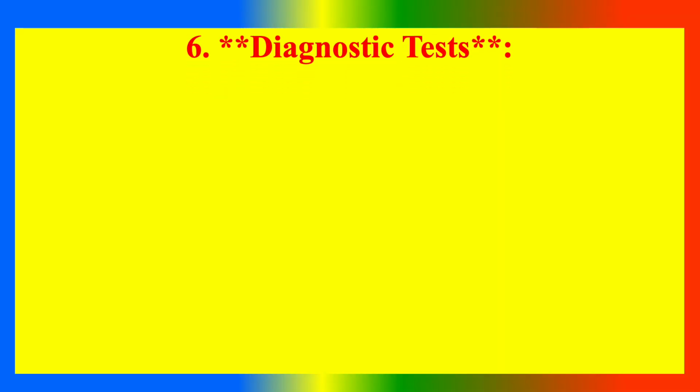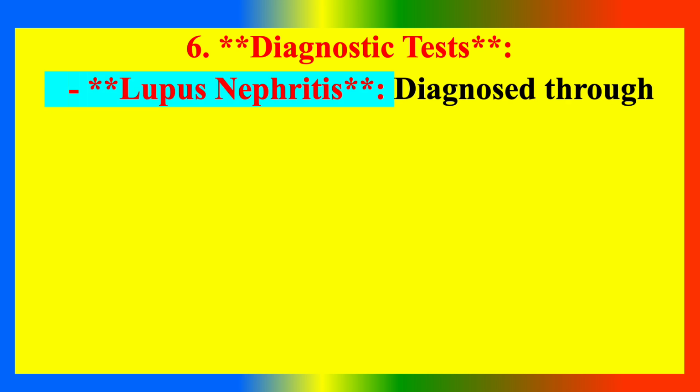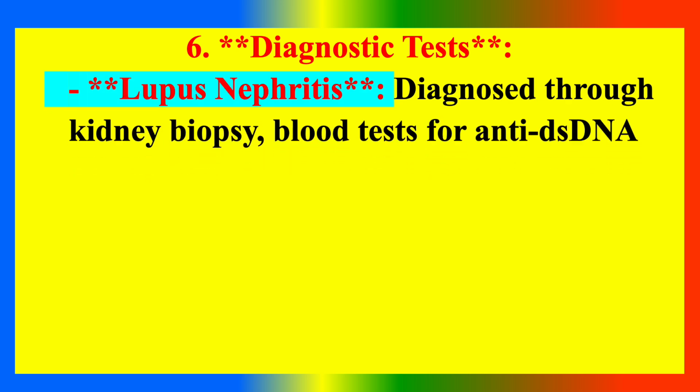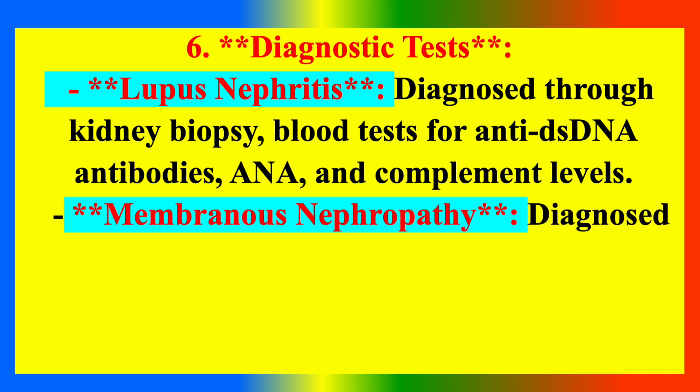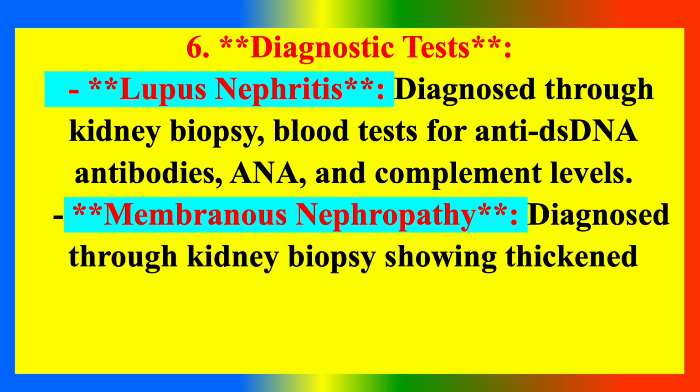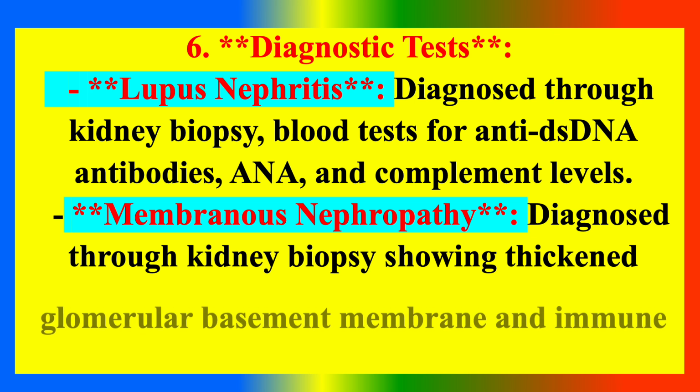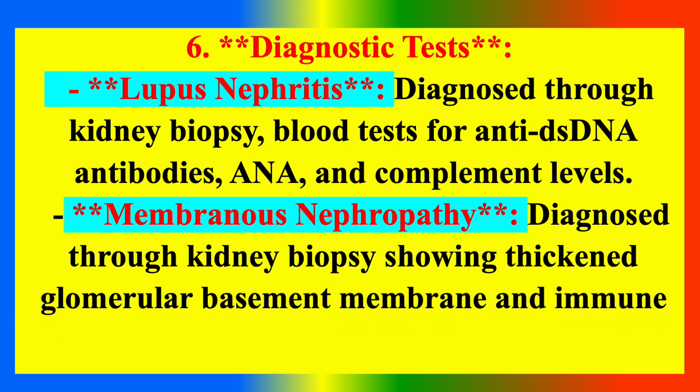Six, diagnostic tests. Lupus nephritis is diagnosed through kidney biopsy, blood tests for anti-dsDNA antibodies, ANA, and complement levels. Membranous nephropathy is diagnosed through kidney biopsy showing thickened glomerular basement membrane and immunodeposits.